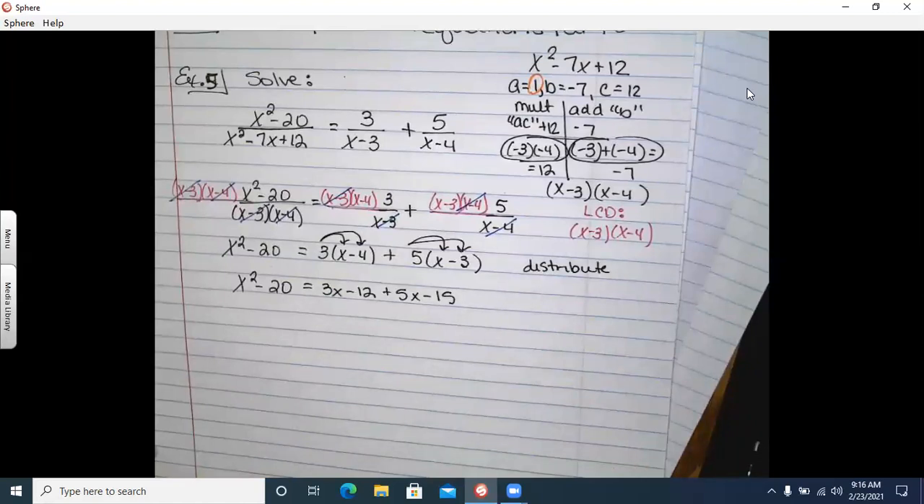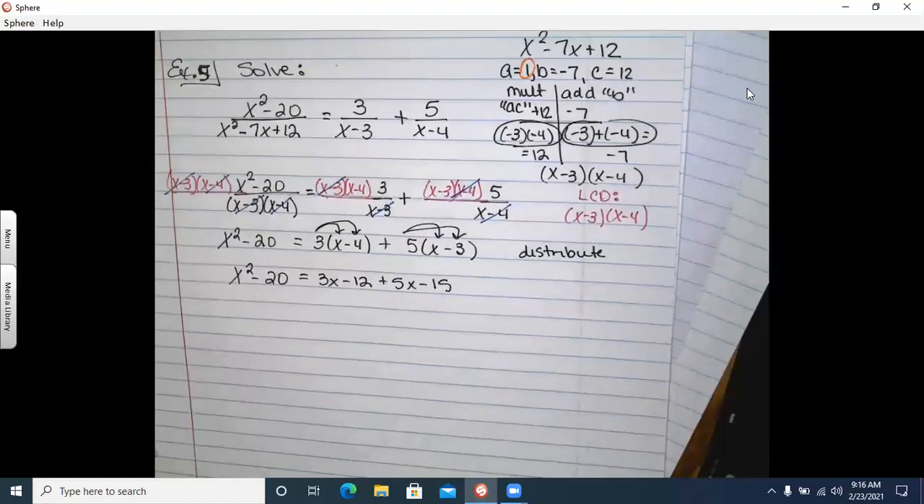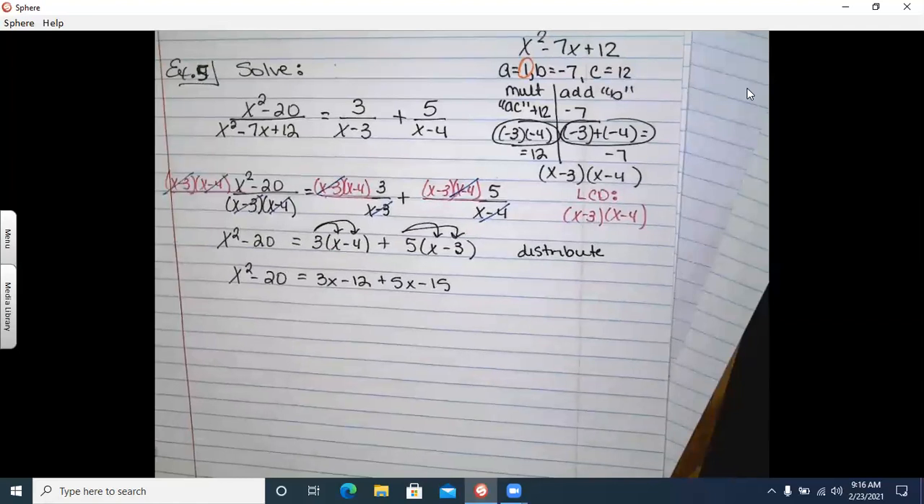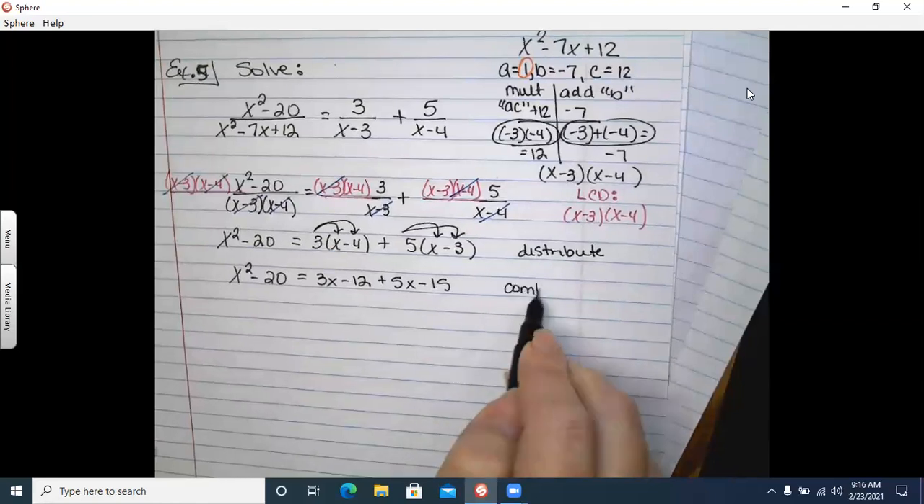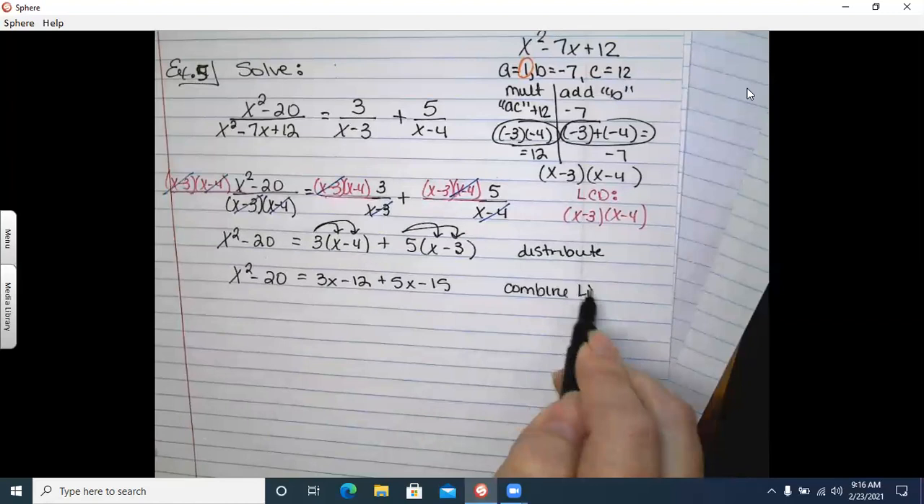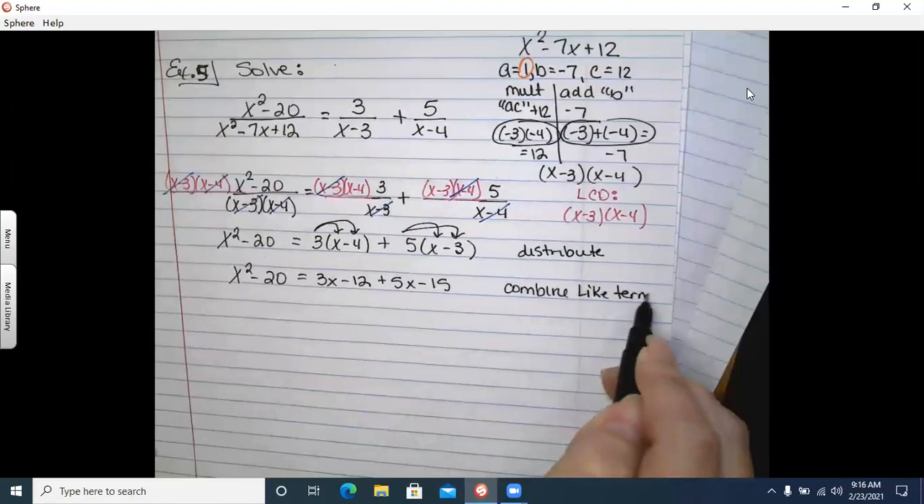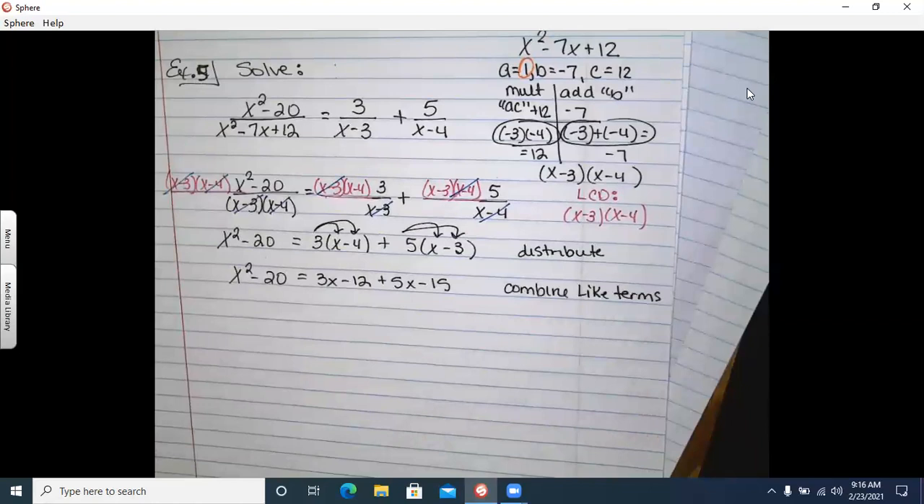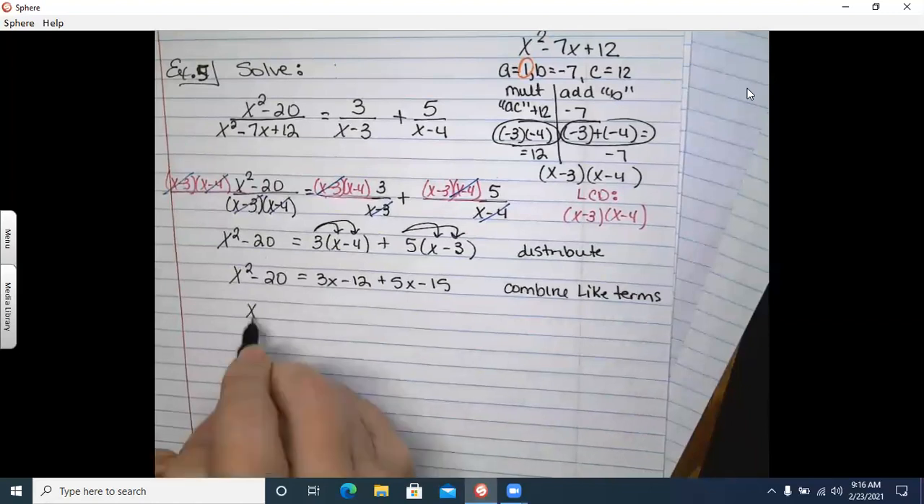Now, what do you think I'm going to do? Combine like terms. On the left side, do I have any like terms to combine? No. Do I on the right side? Yeah, so before I start moving stuff from one side of the equal sign to the other, if I have like terms on one side, I need to do that first. So on the left, no like terms to combine. I'm just going to bring it down.